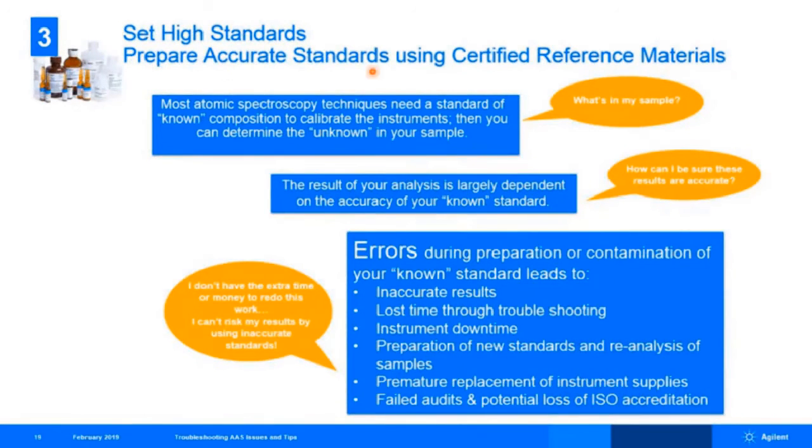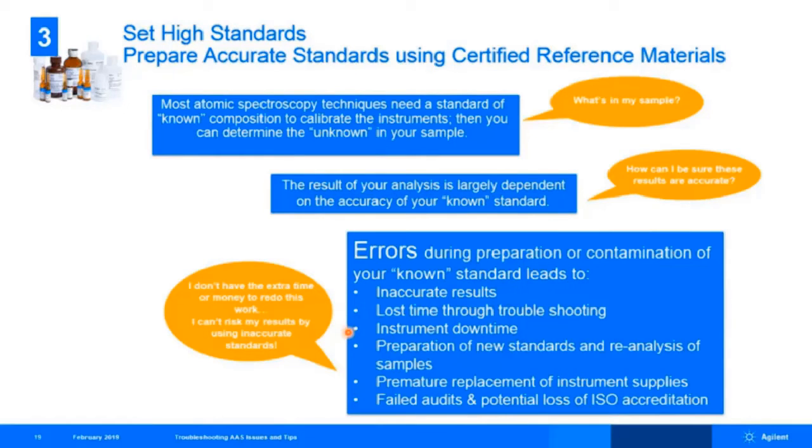We should also think about the way that you're preparing standards to calibrate your instrumentation. And this is also critical because all of the sample measurements that are made are done with reference to the initial calibration. So the accuracy of the results that you get is totally dependent on the accuracy of your calibration standards. If there are any errors in the preparation of those standards, it's going to cause a whole host of problems for you. Obviously, inaccurate results is one possibility, but you may also then start to spend time troubleshooting, trying to identify where the problem is.